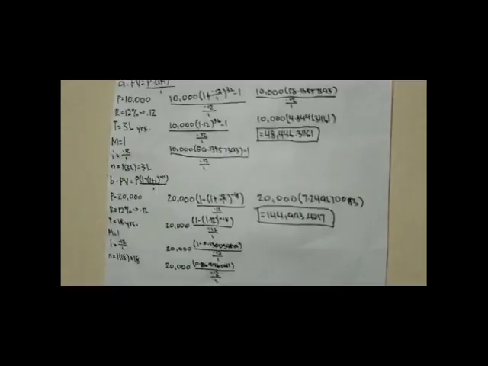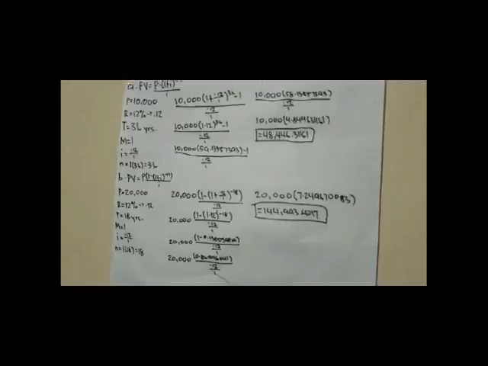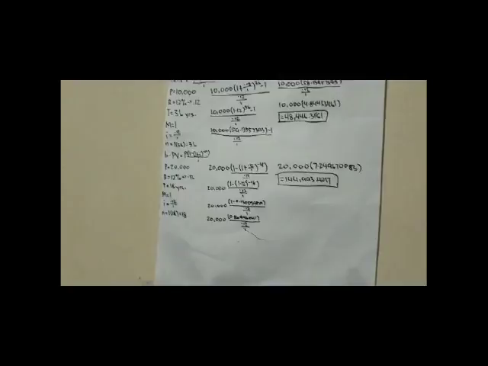Now, let us solve letter A. For letter A, we are going to use future value. Now, let us list down the given items. P is equal to 10,000. R is equal to 12%, so we are going to convert it into a decimal, and it is going to be 0.12. T is equal to 36 years. M is equal to 1. I is equal to 0.12 over 1. And N is equal to 36. So we are going to follow the formula, as you can see.